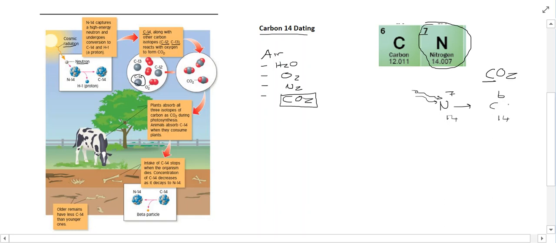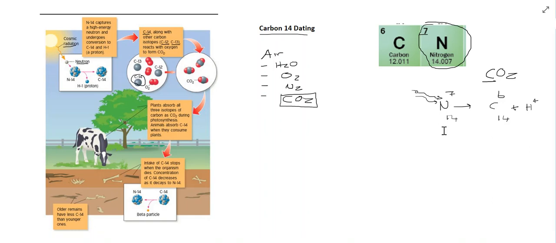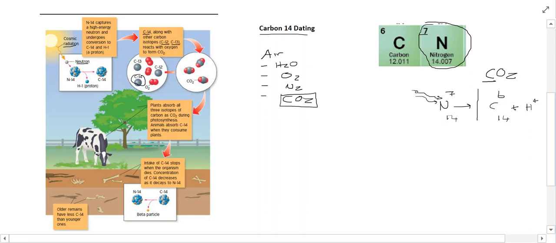So you end up with carbon, and then you have this high energy proton that's released, which is essentially a hydrogen nucleus. So you have this subatomic particle that's knocked off. And what you end up with then is carbon 14.